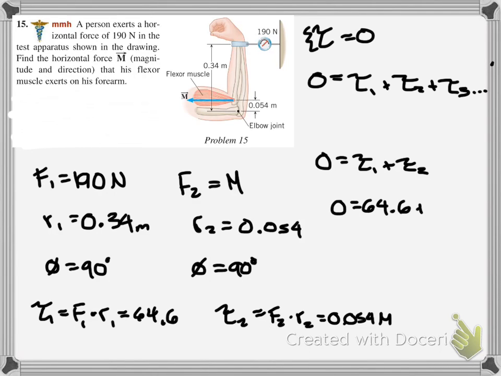Now substitute for those two values. I'll just solve for M, and you get that M is 1196.3 newtons. And the reason why 190 newtons is negative is because it's pointing in the left direction, and that causes torque 1 to be negative.